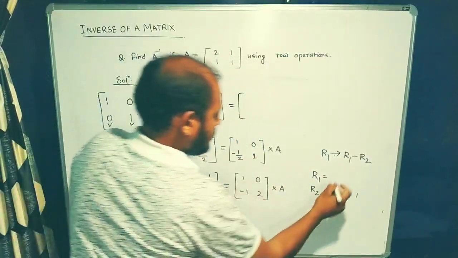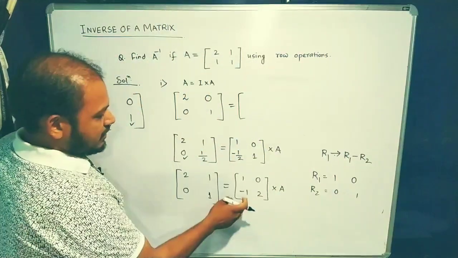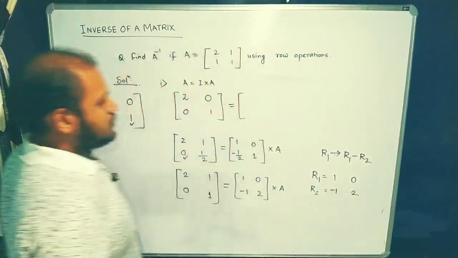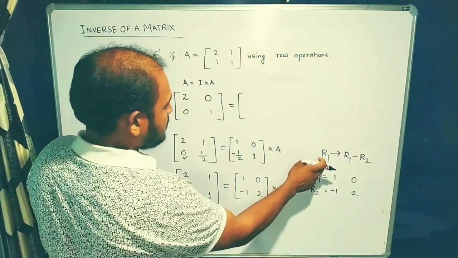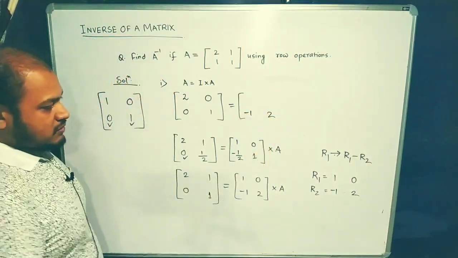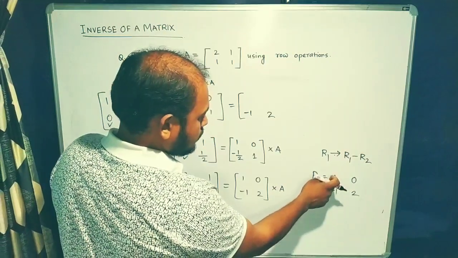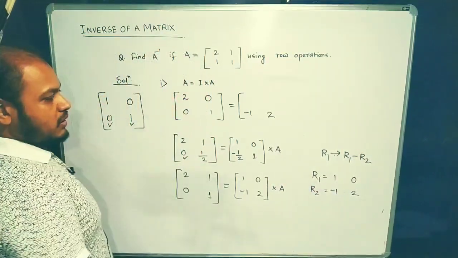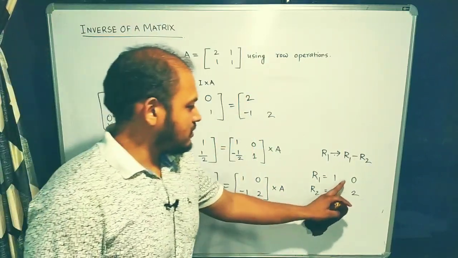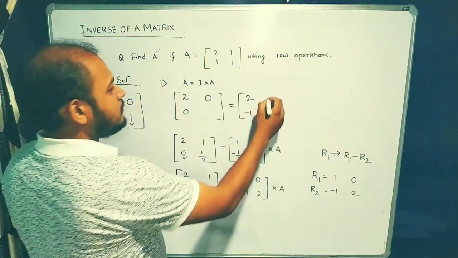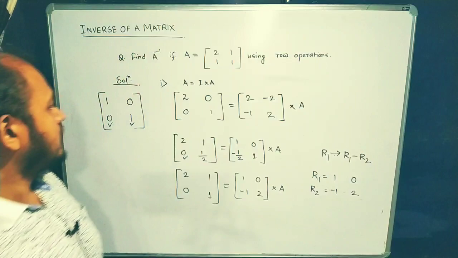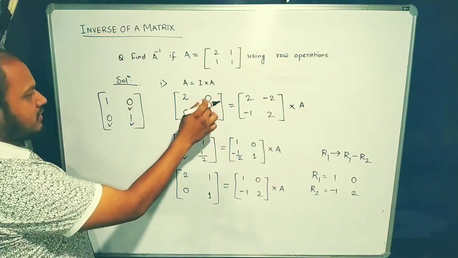R1 is equal to 1 0, and R2 is minus 1 2. Now do the same operation. R2 does not change, so write R2 as it is, and in the first row it is R1 minus R2. So 1 minus minus 1 is 1 plus 1, and that is equal to 2. So place 2 here. And what about this? 0 minus 2 is equal to minus 2. Then you have A. Okay, so now we are seeing that we are successfully attaining a 0 here.